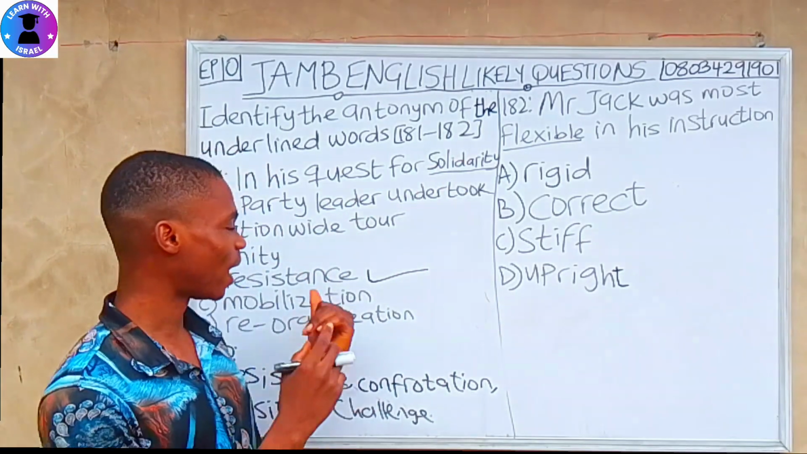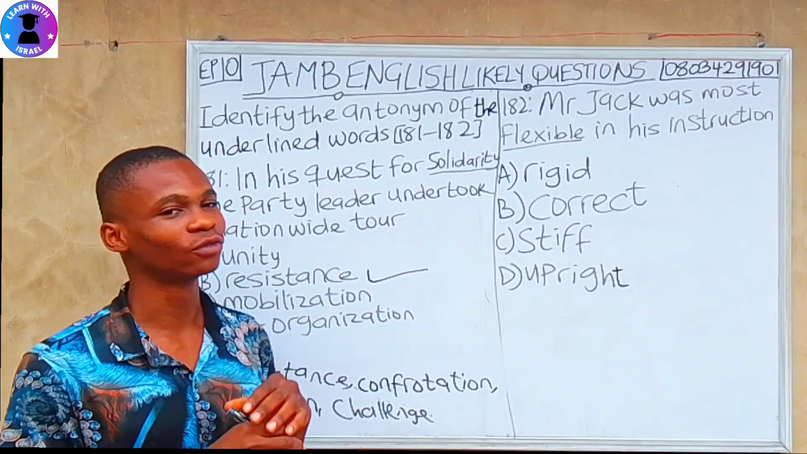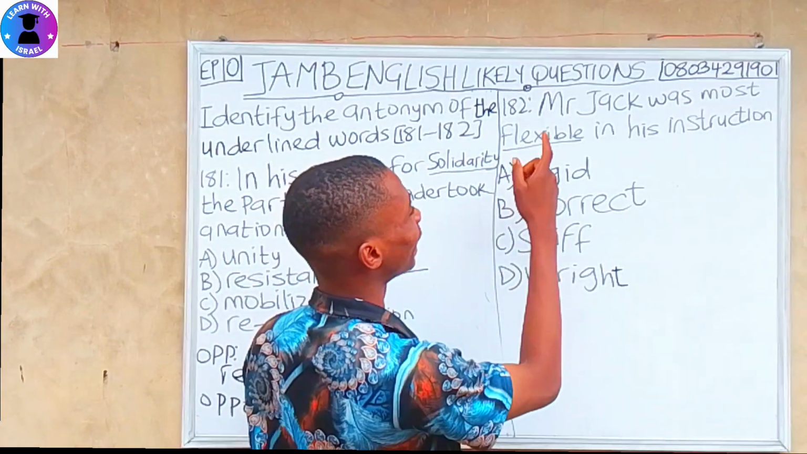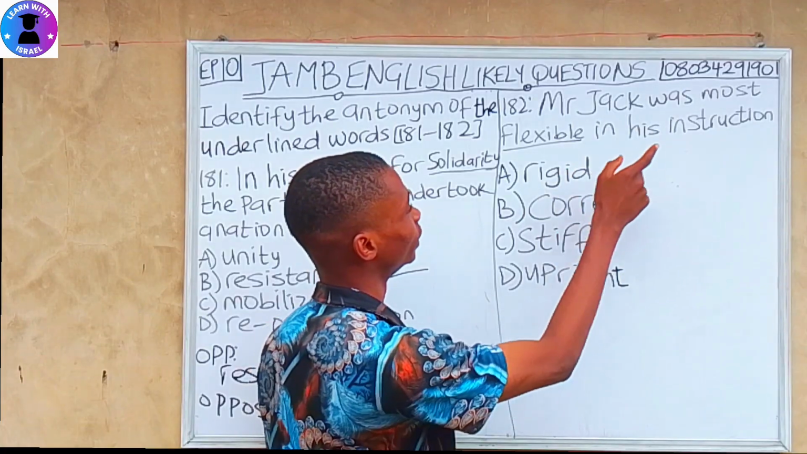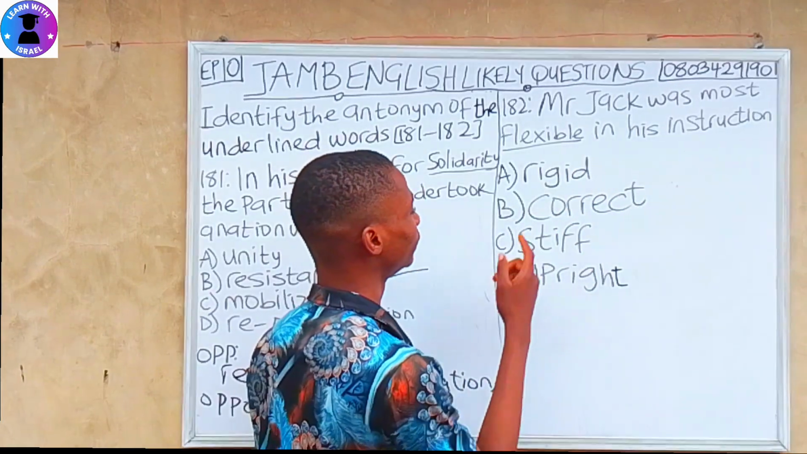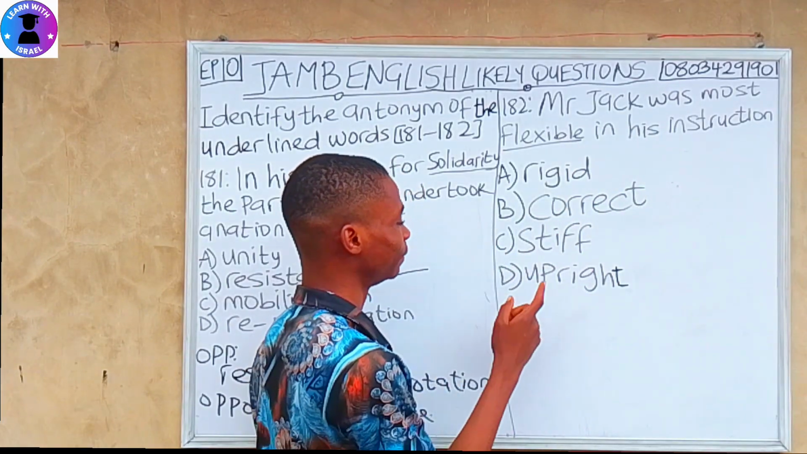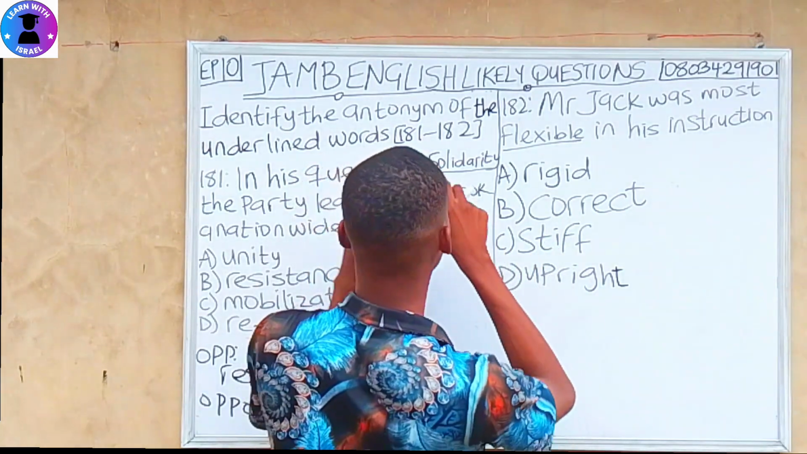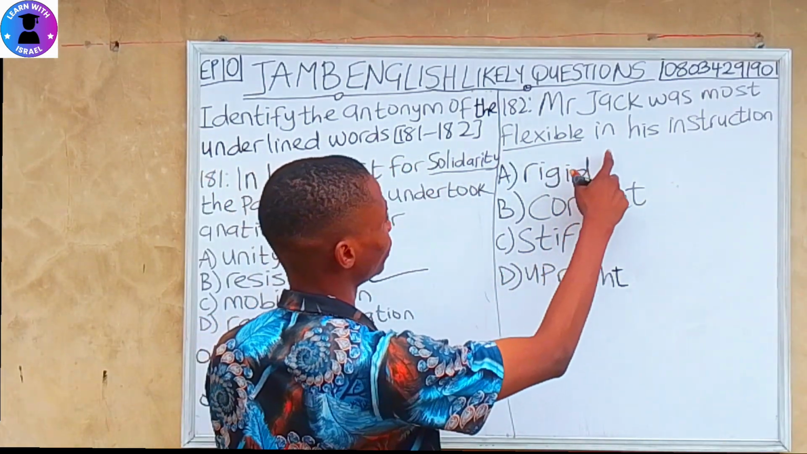So guys, back to the question. Let's move to question 182. Question 182. Mr. Jack was most flexible in his instruction. A. Rigid. B. Correct. C. Stiff. D. Upright. So we have to look for the opposite word for question 181 and question 182.